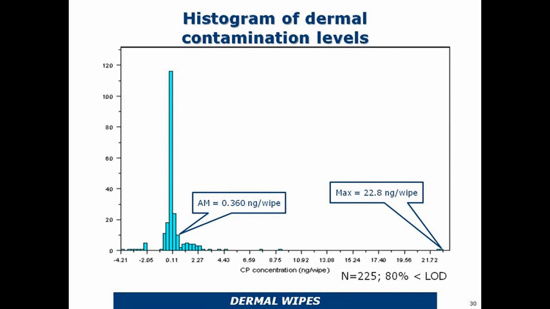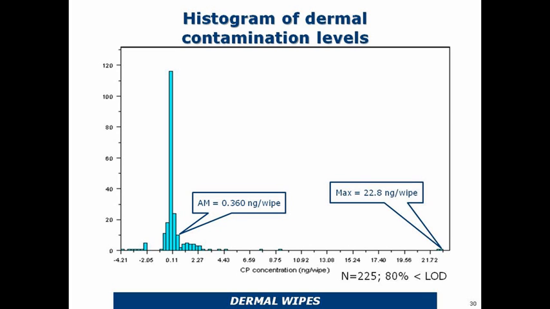So these are your dermal contamination levels. We had 225 samples, some of them are duplicates. 80% were less than the limit of detection, so that's a good sign. So that's why it's skewed on the left-hand side here. But you can see that we had some outliers with a maximum contamination level of 22.8 nanograms per wipe of cyclophosphamide.